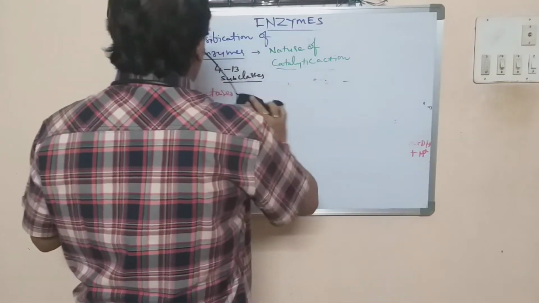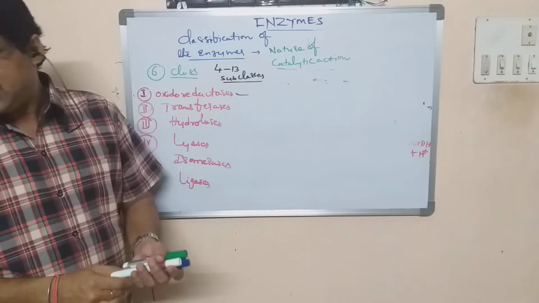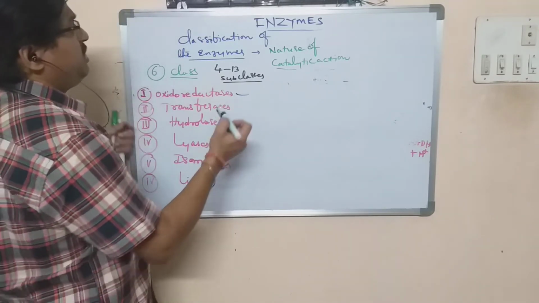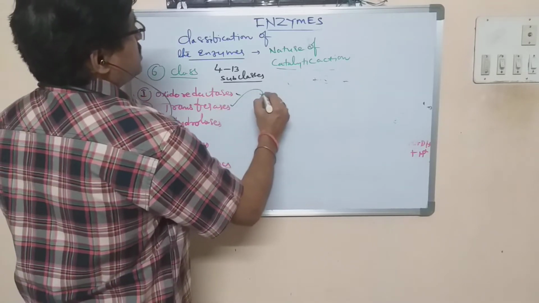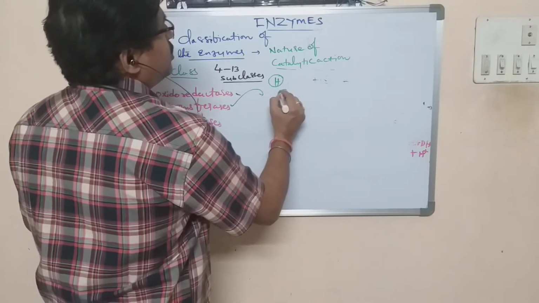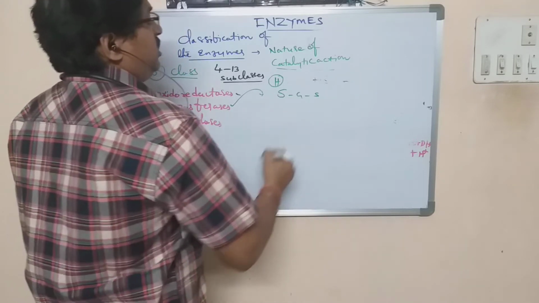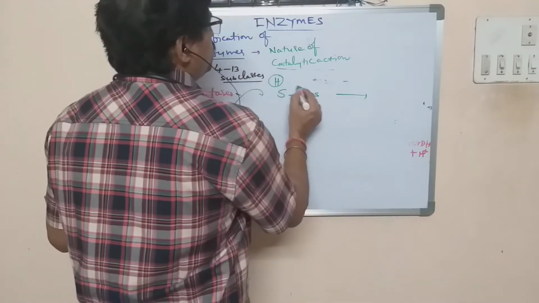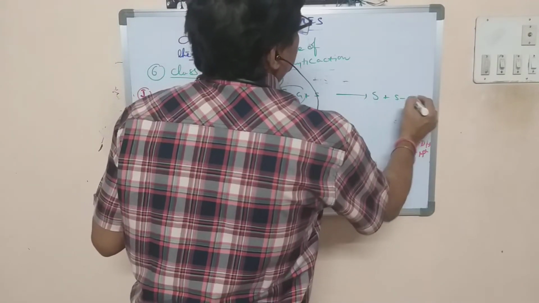Next, we go for the next class, called transferases. What is that? Transferases, the second one. In the case of transferases, except hydrogen, remember, hydrogen is not transferred. Here G is a group, and the group is transferred to the other substrate, forming S and G.